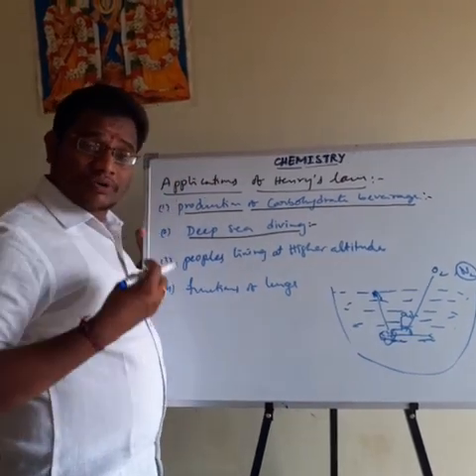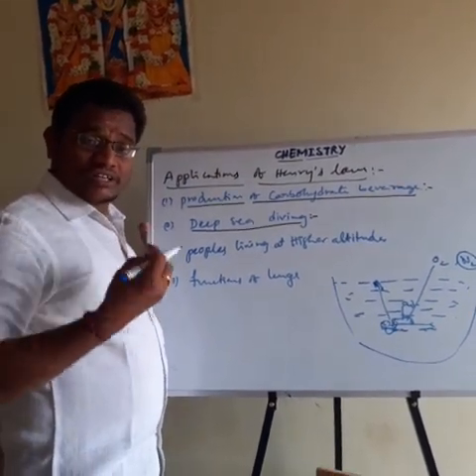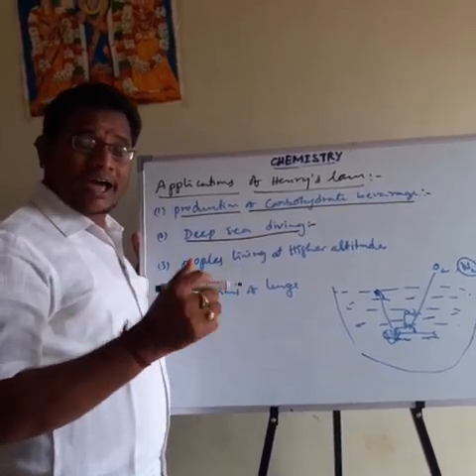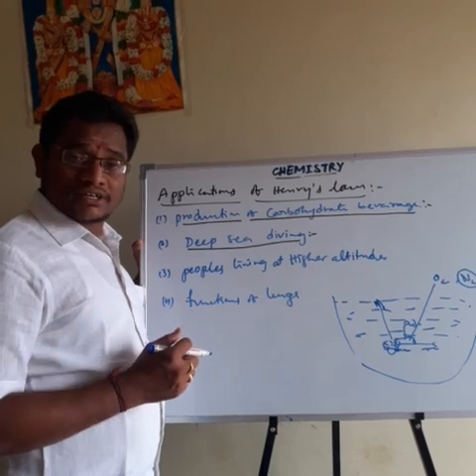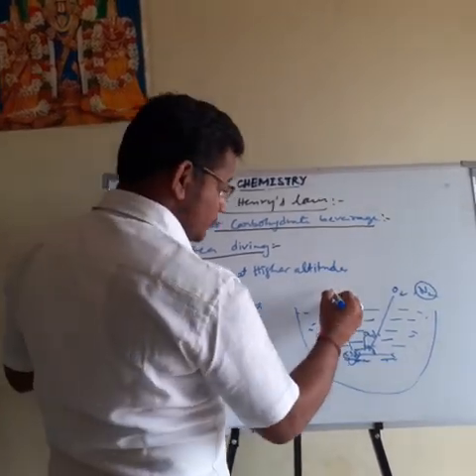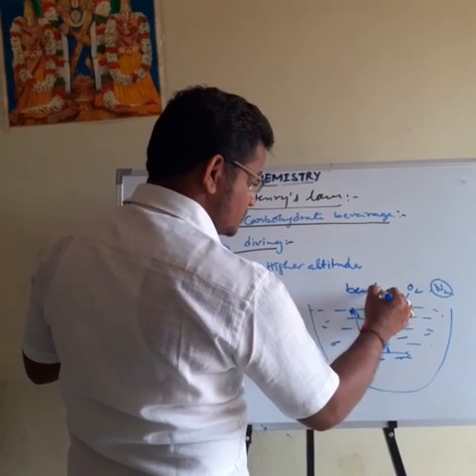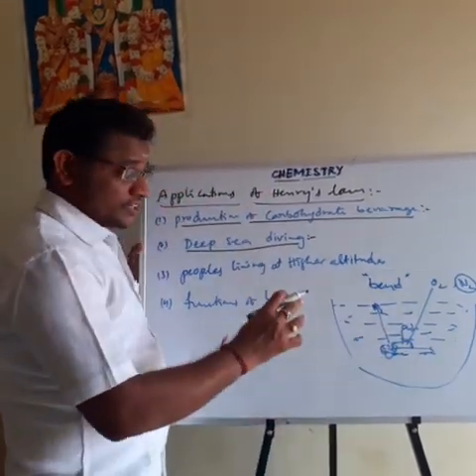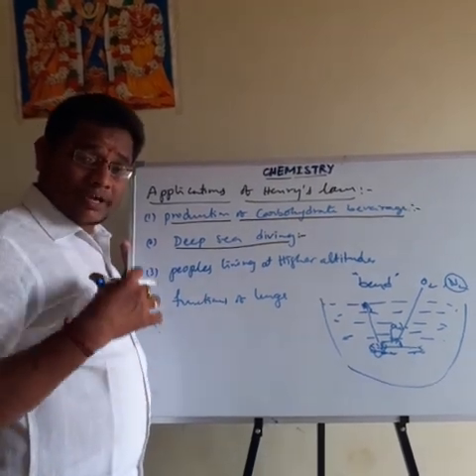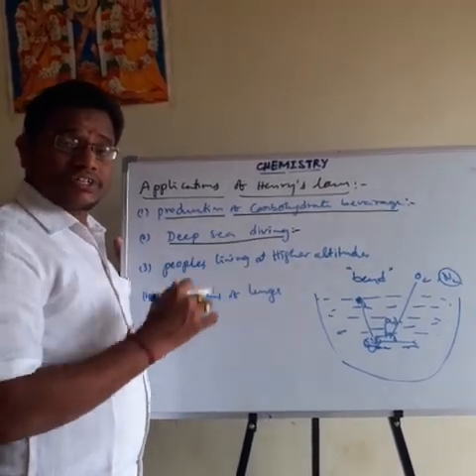Whenever the bubbles form in our blood vessels, the nerves are affected. That means the capillary is blocked. The capillary tubes are blocked, and it creates a medical condition. That condition is called bends. Whenever a person gets this type of disease, it causes pain and is dangerous to life.